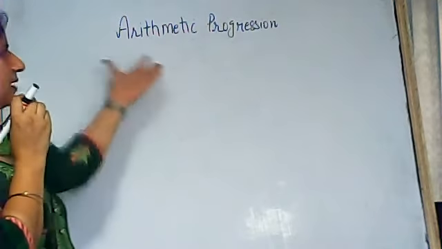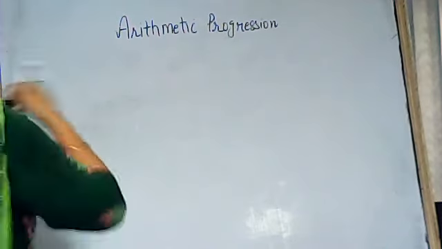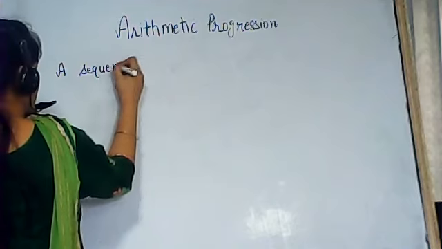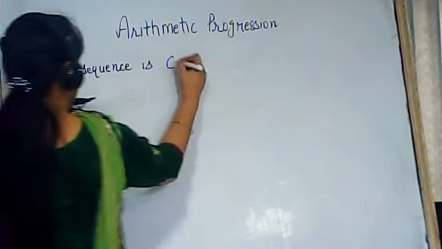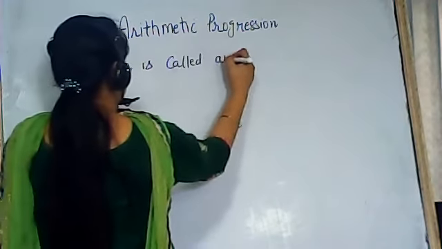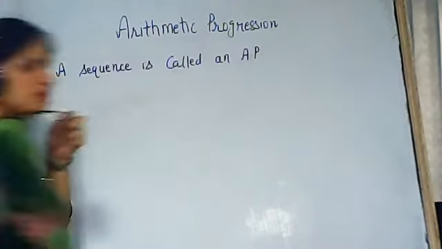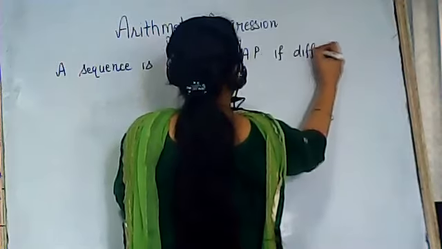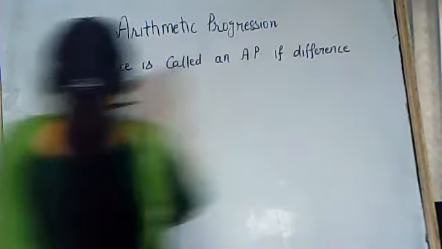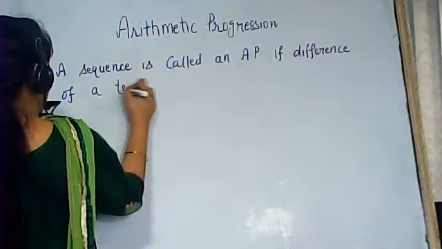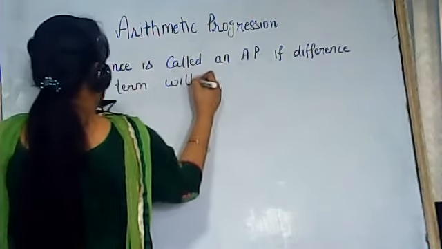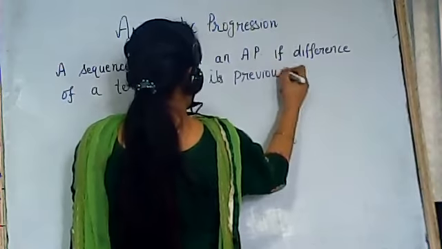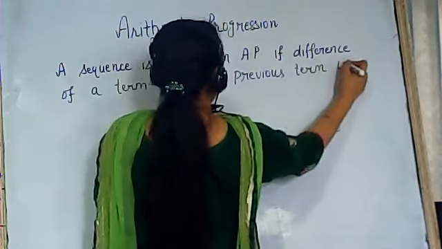So first of all, let us start with the definition of AP series. Its definition is a sequence. A sequence is called an AP if the difference of a term with its previous term is always same.